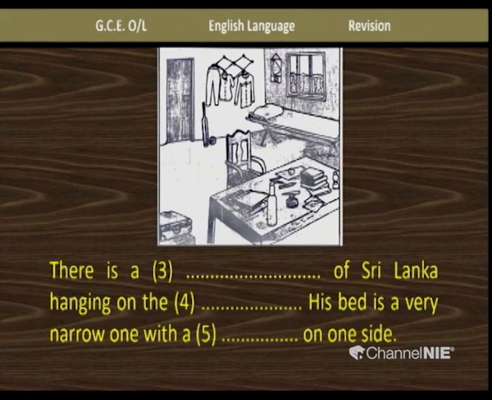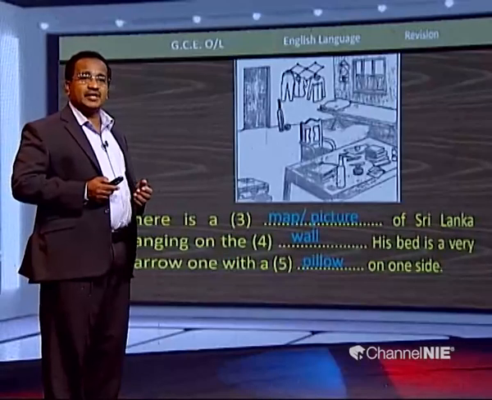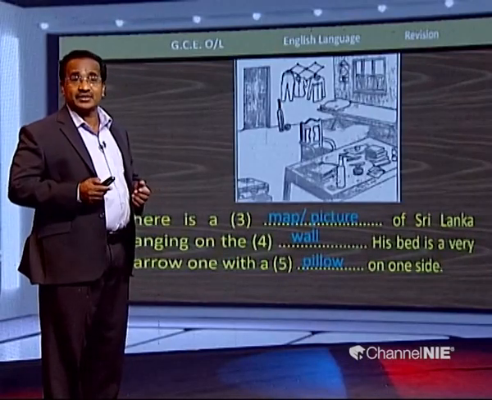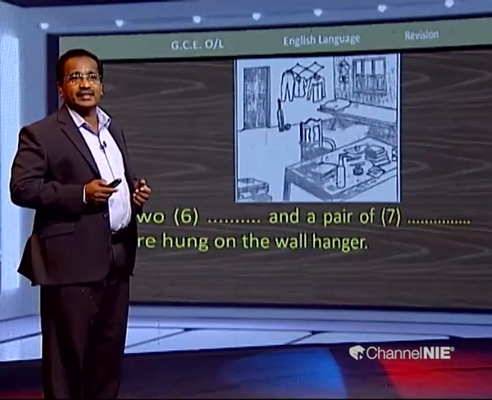His bed is a very narrow one with a blank on one side. What are the suitable answers? There is a map, there is a picture of Sri Lanka hanging on the wall. His bed is a very narrow one with a pillow on one side. So, now we have completed 5 blanks. Let us have a look at the rest.